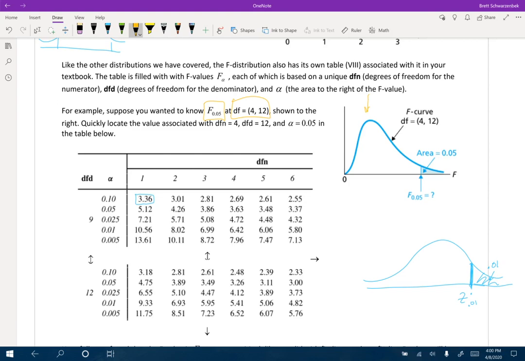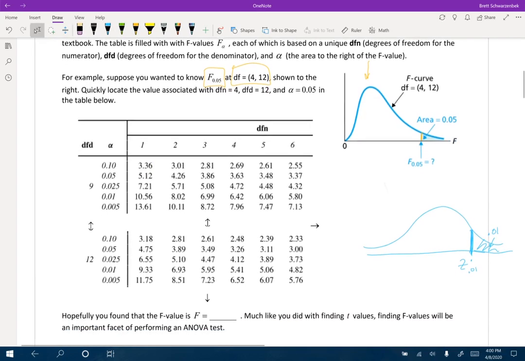So what we do is we just find an area over on the right to mark an F value. Then we're going to write f sub 0.05, which means we're going to mark the area to the right of it as 0.05. So what I need to know is what is the value of f that represents in this curve where the area will be 0.05 to the right. So our goal is to use this table in order to figure that out.